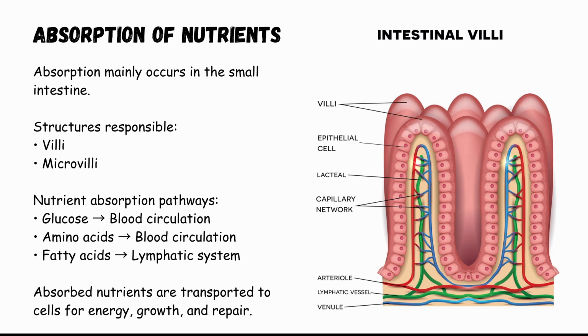Inside each villus are blood capillaries and lymph vessels. Glucose and amino acids enter the blood circulation, while fatty acids enter the lymphatic system. Once absorbed, these nutrients are transported to body cells where they are used for energy production, tissue growth, and repair.